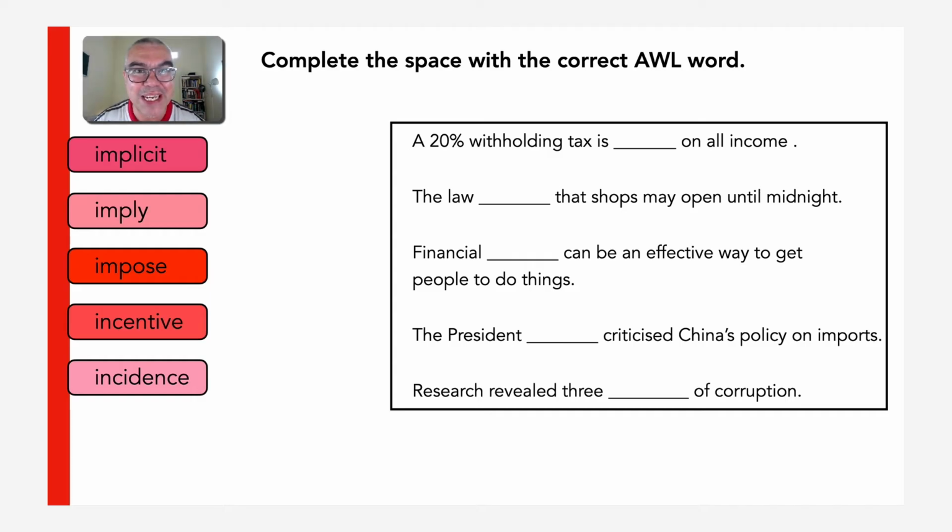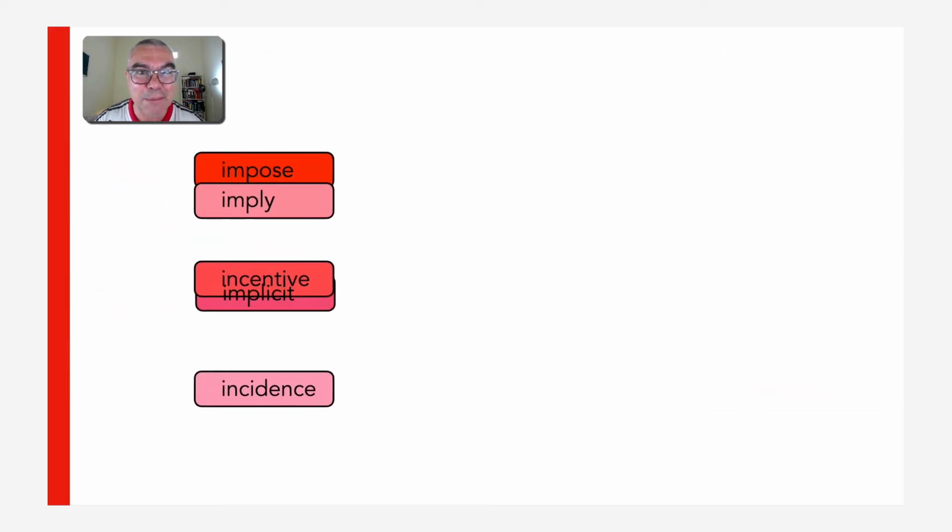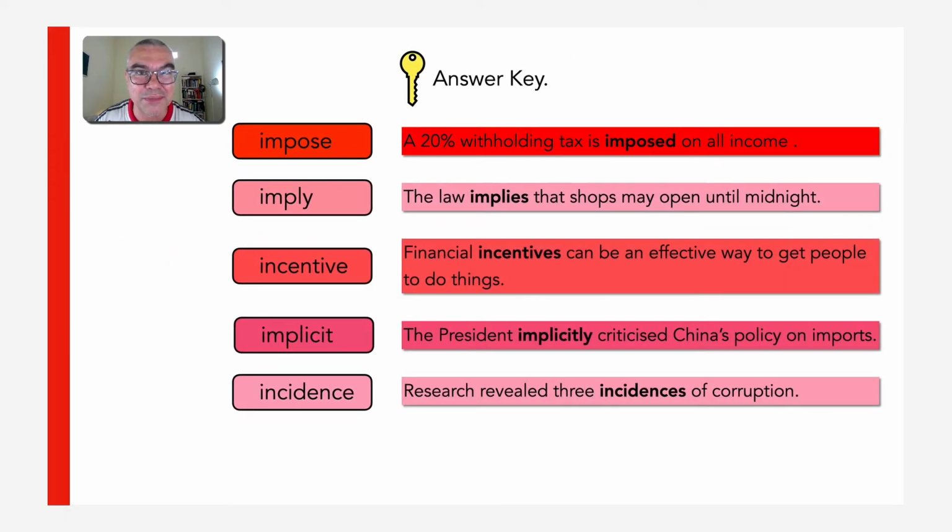Okay, everybody, here is the answer key for this first group of words. We begin with impose. A 20% withholding tax is imposed on all income. The next one is imply. The law implies that shops may stay open until midnight.